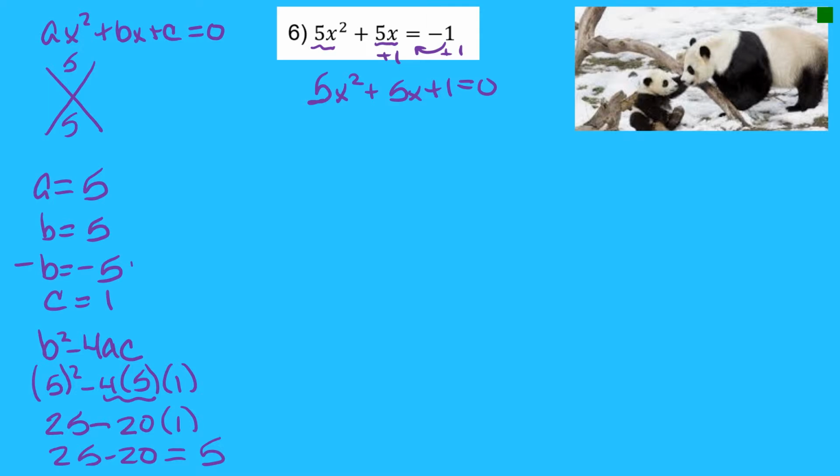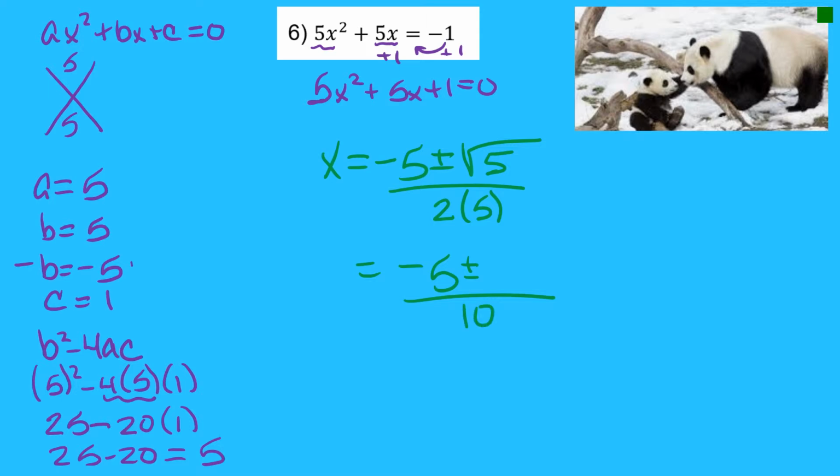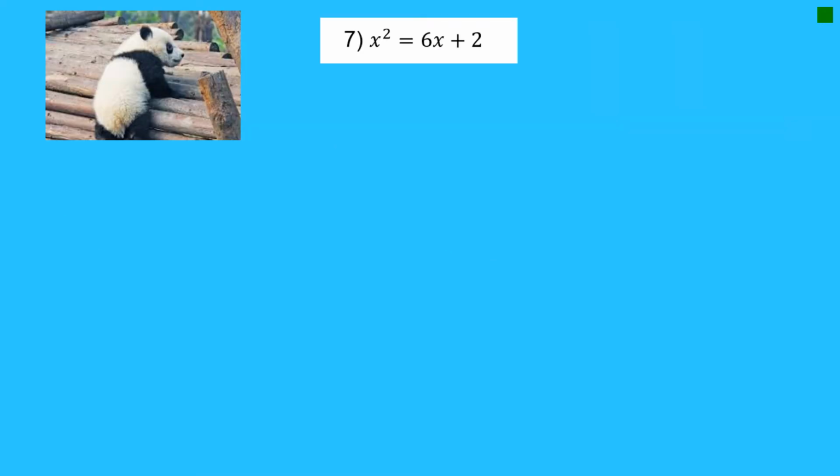So when I go to the quadratic formula, x is going to equal the opposite of b plus or minus the square root of the discriminant, which is 5, all over 2 times a, which is 5. So it's going to equal -5 plus or minus the square root of 5, all over 2 times 5, which is 10. The question is, is there a square root of 5? The answer is no. It is a prime number, so it cannot be simplified. So your answer is -5 plus or minus the square root of 5 all over 10. Remember, if you were trying to graph those, you'd have to use your calculator and get a decimal approximation.